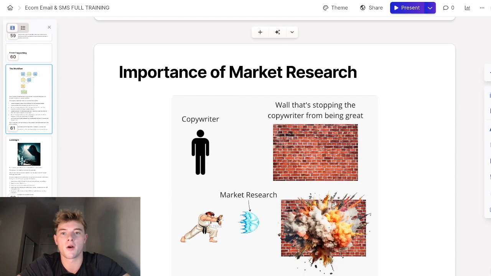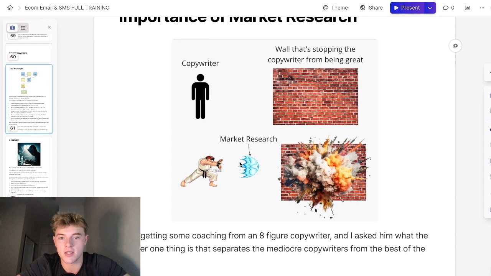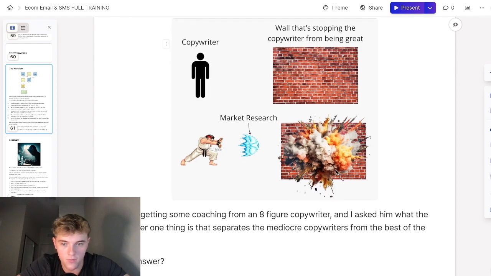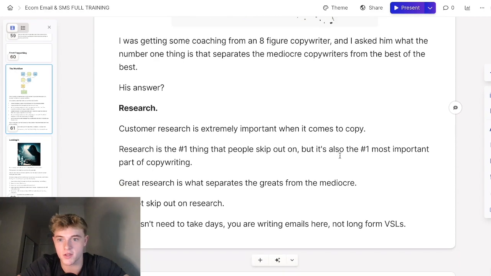Now, the importance of market research. First, we'll start with this graphic. You've got a copywriter here and a wall that's stopping the copywriter from being a great copywriter. As you can see, we've got Ryu here with the market research fireball, and that's what explodes that wall. I was getting some coaching from an 8-figure copywriter one time, and I asked him what the number one thing is that separates mediocre copywriters from the best of the best, and his answer was research. He said that's the only thing that separates them.